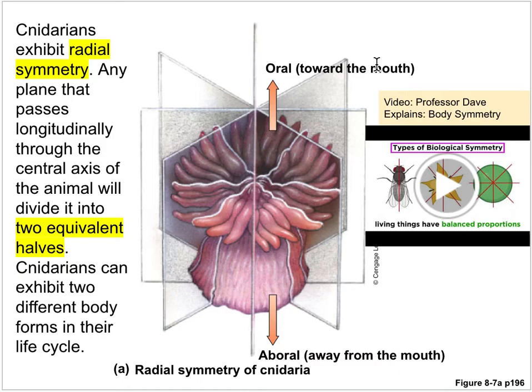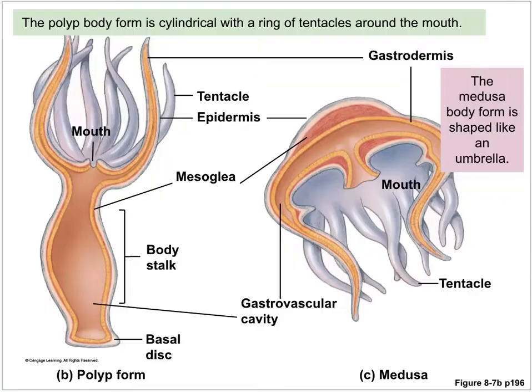It generally looks the same on both sides. So you can move this, orient this lots of different ways, and you're going to get equivalent halves. That's a strong theme of this chapter, understanding body symmetry and how it works. So I put a video by Professor Dave Explains on body symmetry that goes over all of it in one quick video.